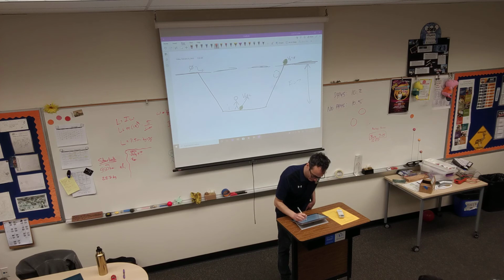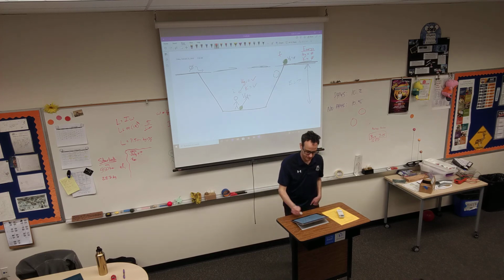If this is my final moment and this is my initial moment, what kind of energies do I have at the final moment? None. Gravitational potential energy would be 0. Kinetic would be 0, because it's not moving. But what kind of energy do I have at the bottom? Gravitational potential energy. So kinetic energy has to equal gravitational potential.